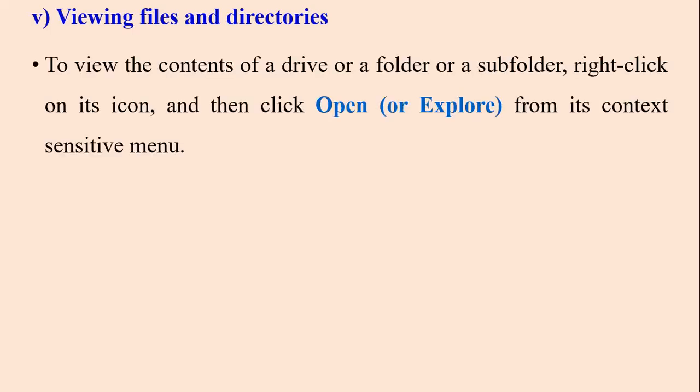How do you view files and directories? To view the contents of a drive or a folder or a subfolder, right-click on its icon and then click on Open or Explore if it's available from its context-sensitive menu.